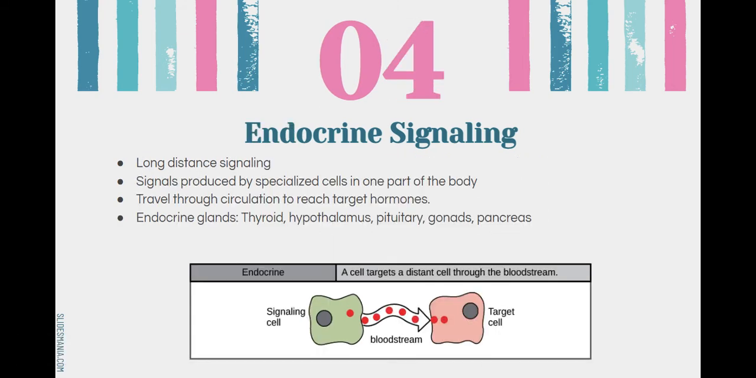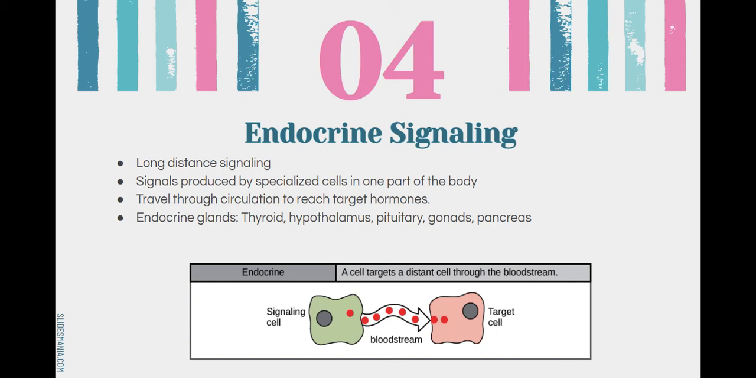All right, and lastly, we're going to cover endocrine signaling. We're getting longer and longer, so this is our longest distance signaling. It basically signals the production of hormones. Signals are produced by very specialized cells in one part of the body. They travel through the bloodstream to reach their targets, and then those hormones trigger a certain response.